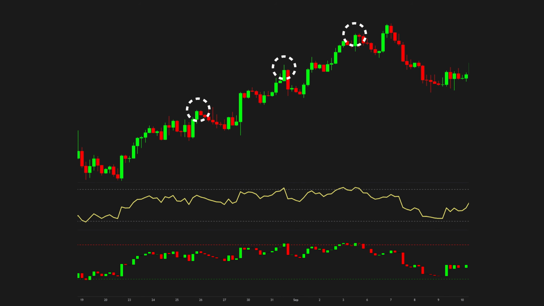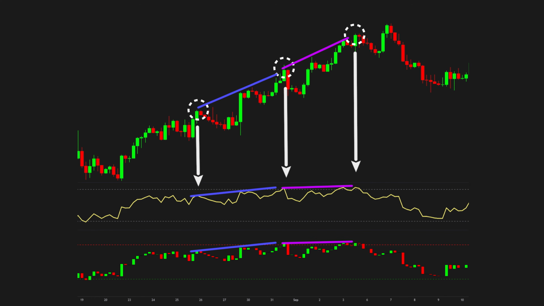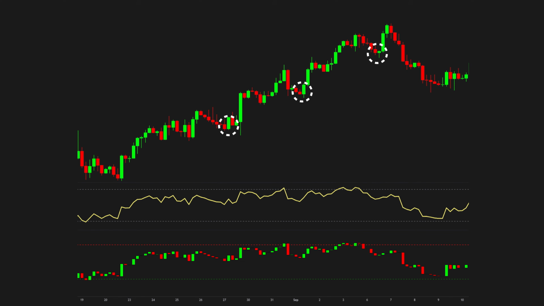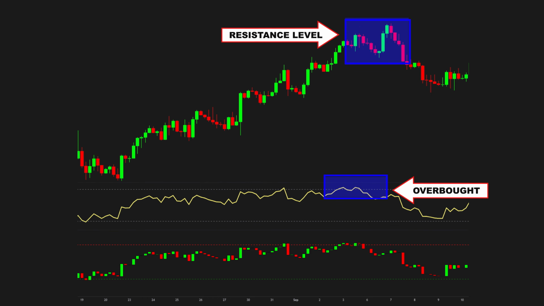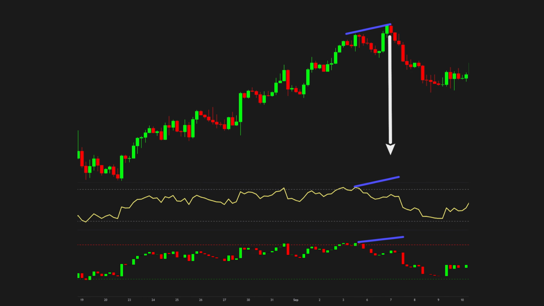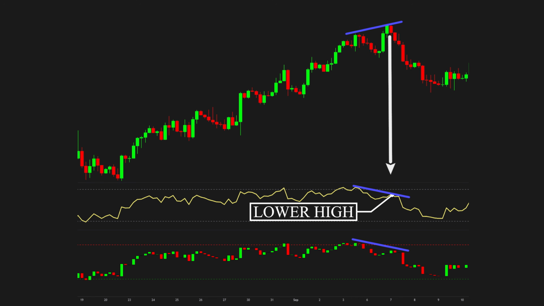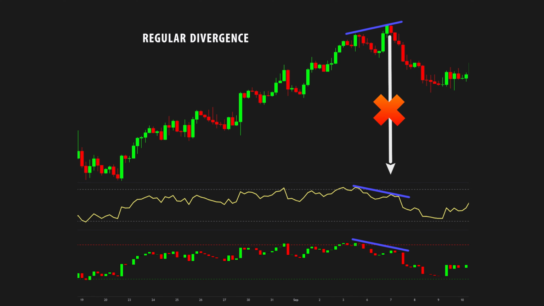If the price is making higher highs, the oscillator should also be making higher highs. If the price is making higher lows, the oscillator should do so as well. But when the uptrend reaches the peak point or becomes overbought, the oscillator fails to make a new higher high. Instead, it draws a lower high. That means the price and the oscillator are breaking the connection and diverging from each other, and that's why it's called divergence. And this type of divergence is called regular bearish divergence.